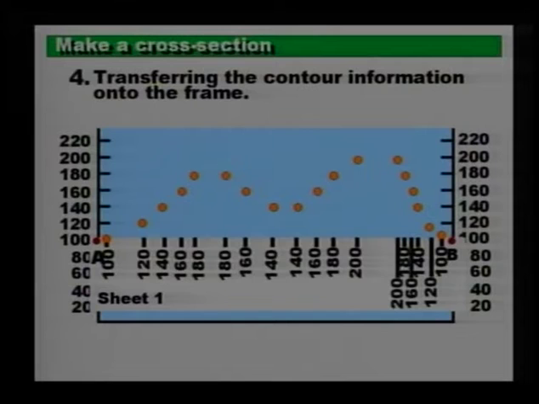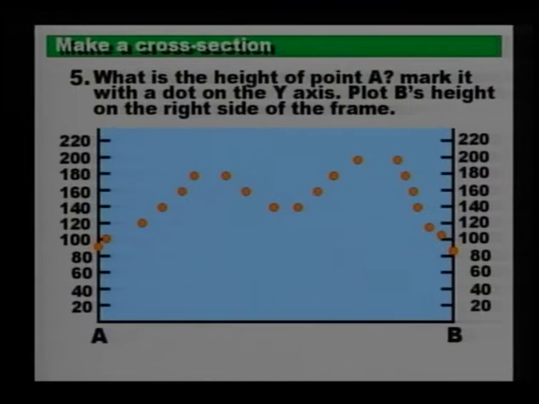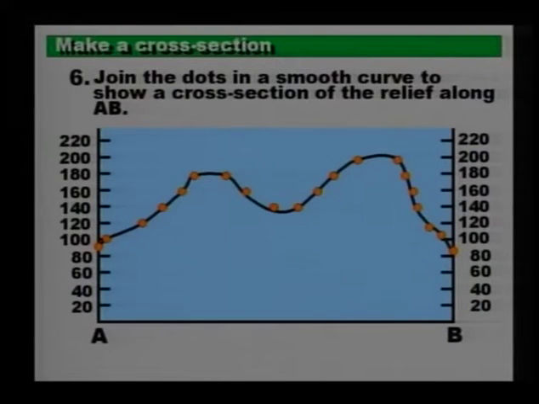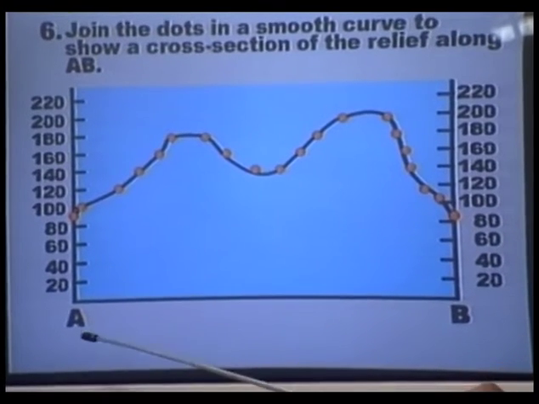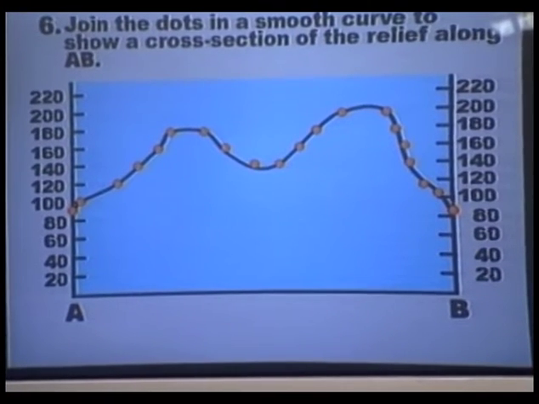Okay, then for the next step now, we need to get our pencil, and using freehand, do not use a ruler. Using freehand, you connect the dots. And when you join the dots, you should have a smooth curve to show the cross-section of the relief along point A to point B. This is what your cross-section should actually look like. A smooth curve from point A to point B.